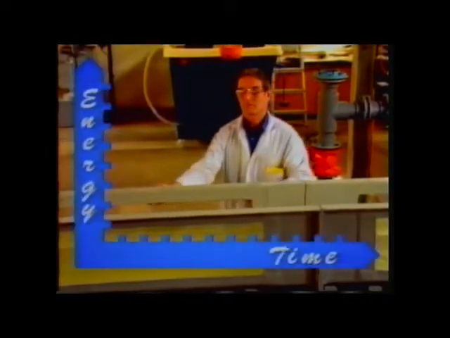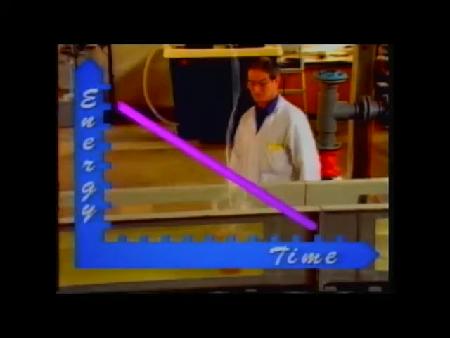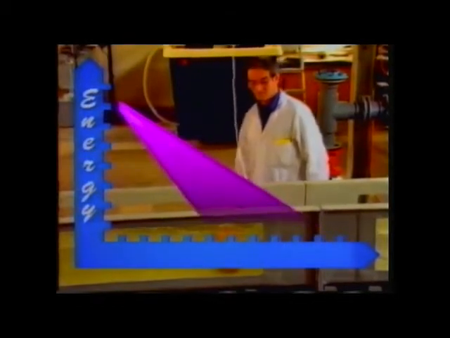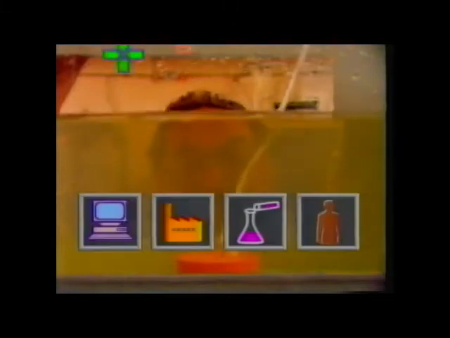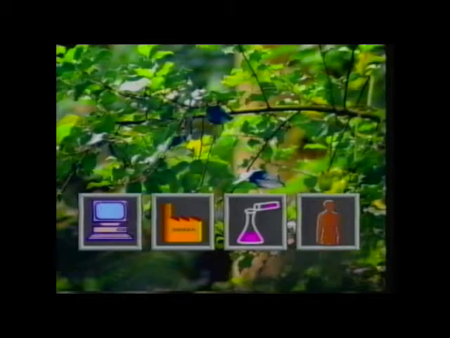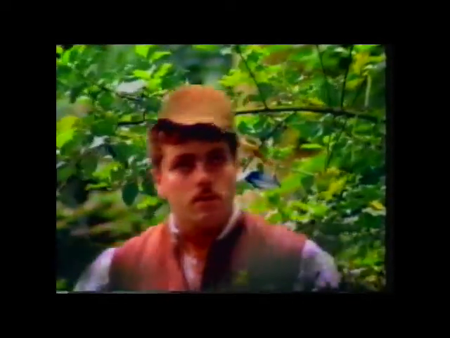When energy transfers from a higher level to a lower level, it makes things happen. Now the energy has become less concentrated. It's still there, but it would be difficult to detect or measure it. When energy transfers from a high level to a low level, it can be used to do work.